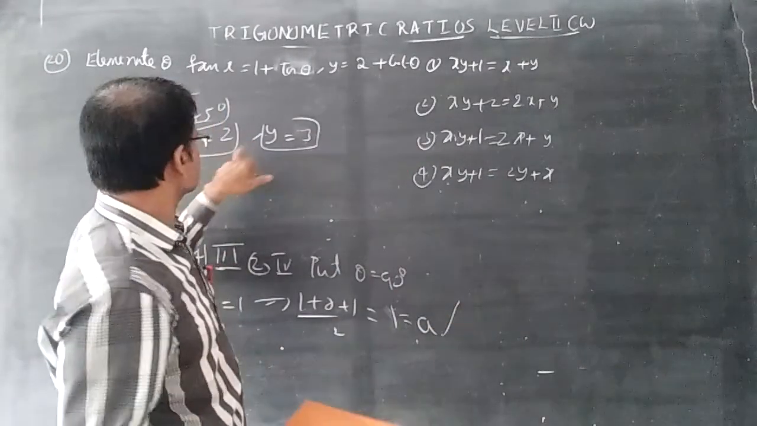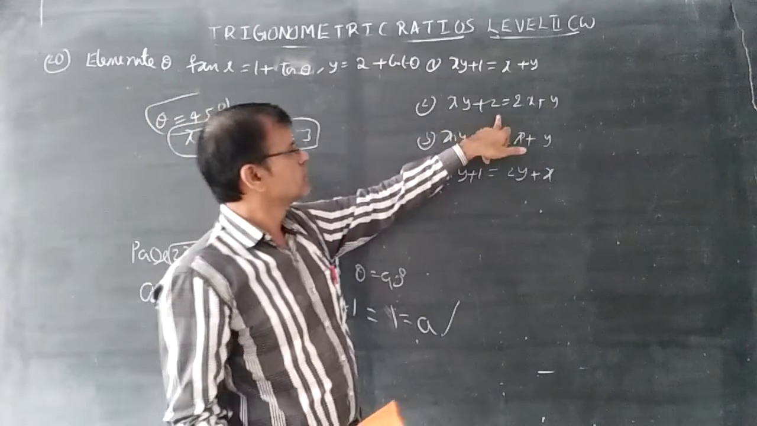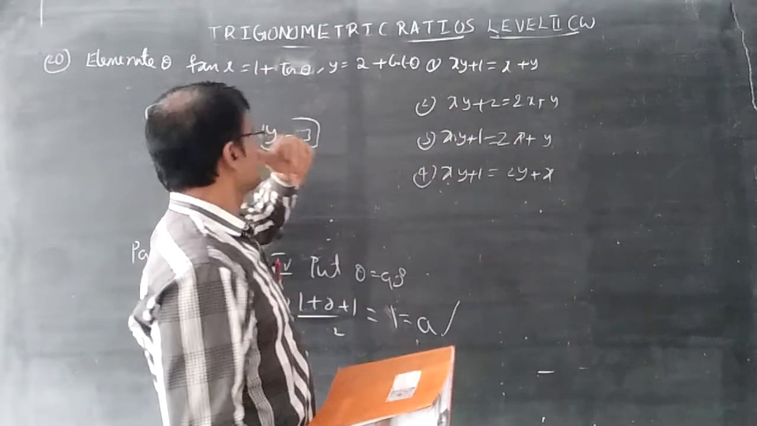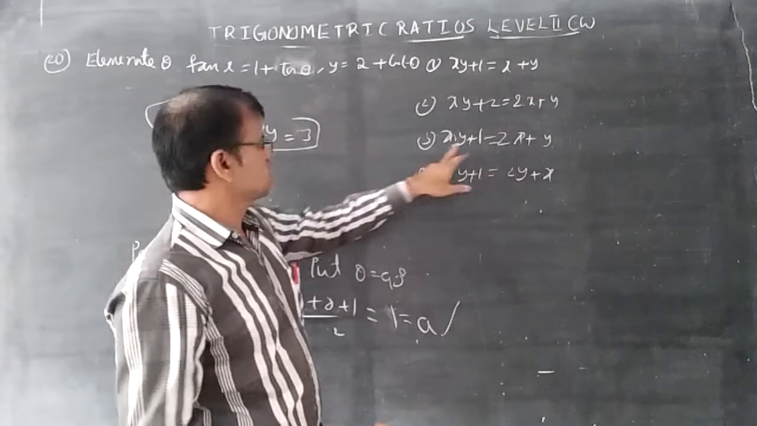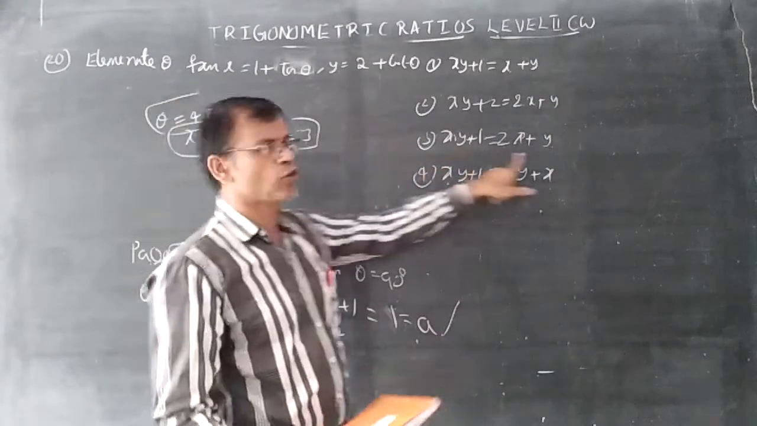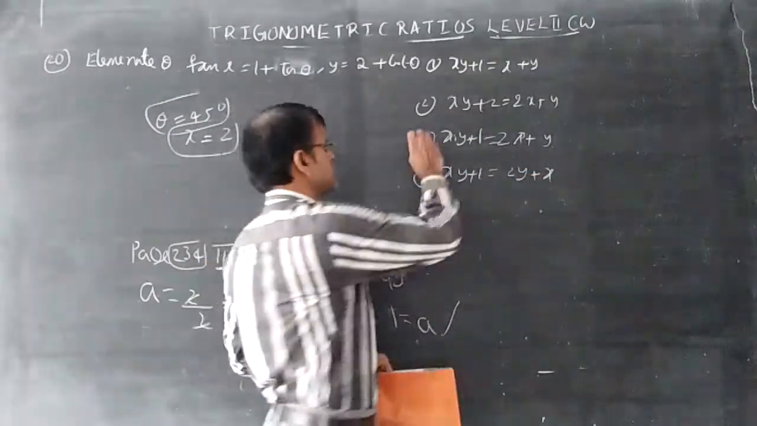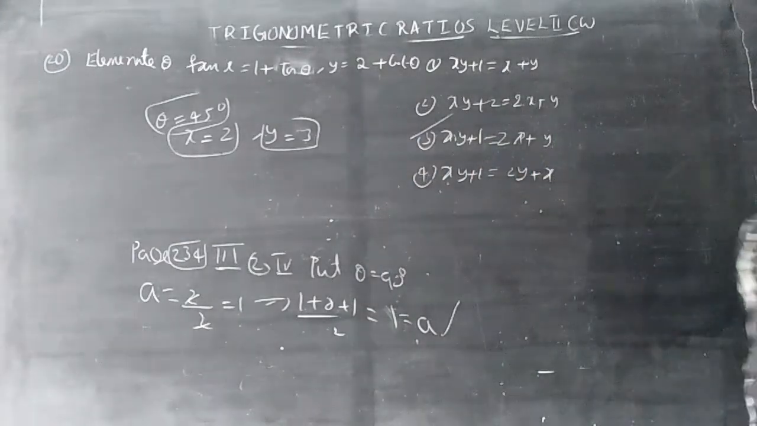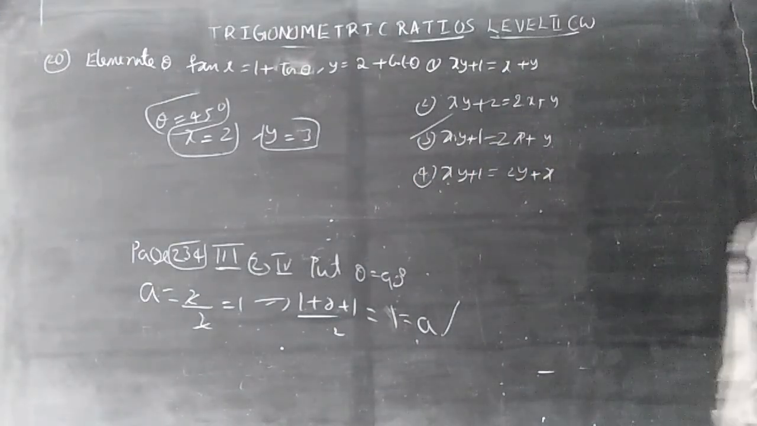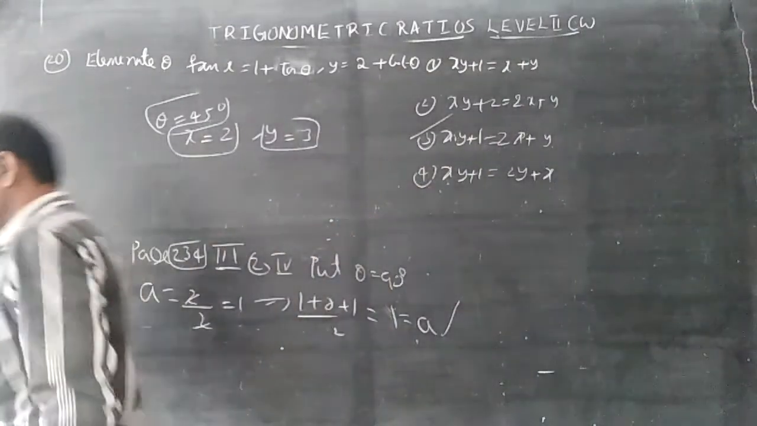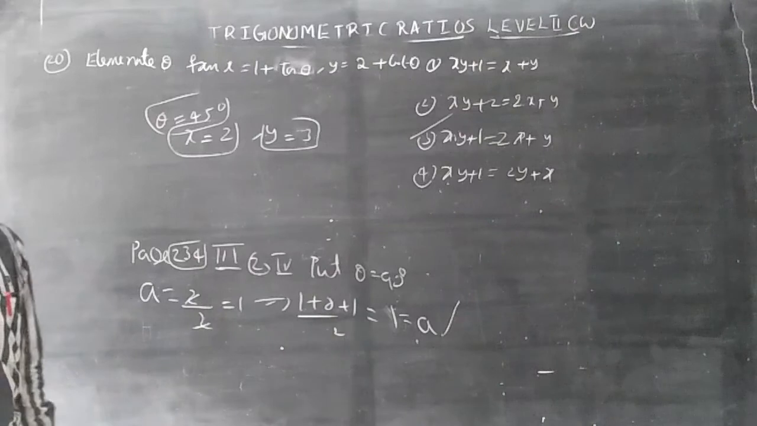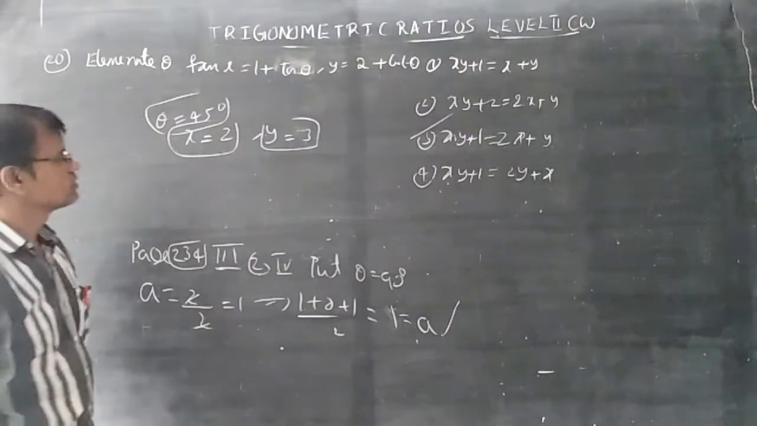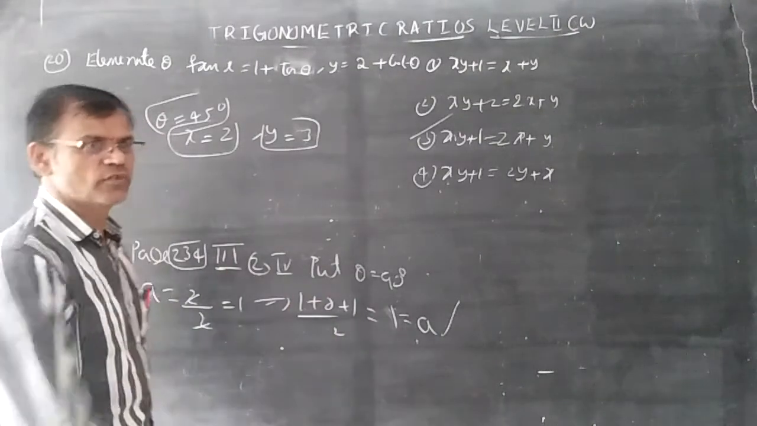Next, 2 3s are 6 plus 2, 8, is equal to 2 3s are 4 plus 3, 7. 8 equal to 7 is wrong. Next, 2 3s are 6 plus 1, 7, equal to 2 2s are 4 plus 3, 7. 7 equal to 7 is right. So option 3. Fourth option is not satisfying: it becomes 8, which is wrong. Only the third option is correct.